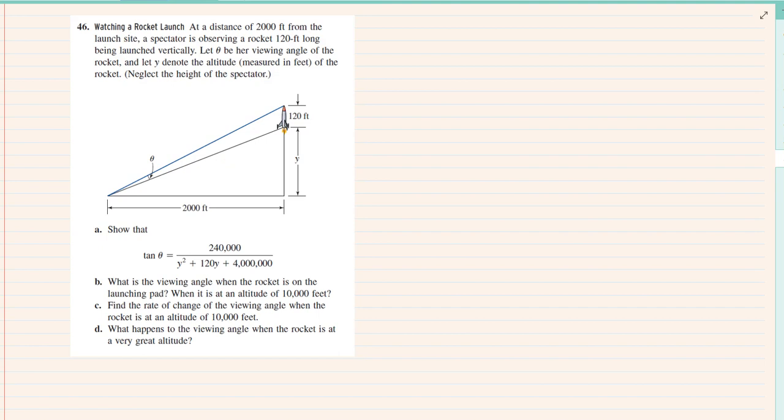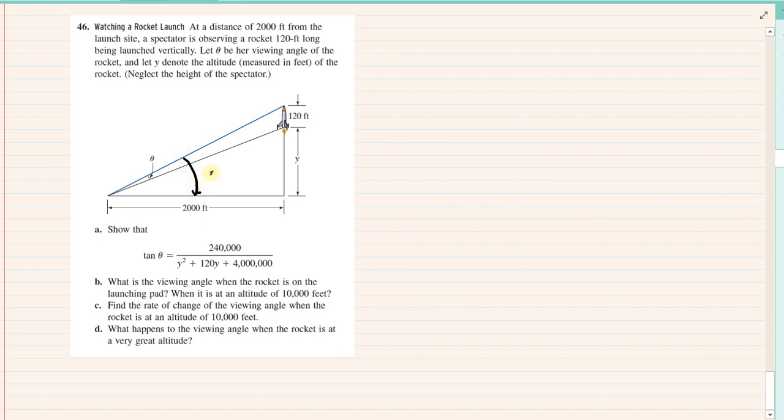Okay, now in part A, we want to show that tangent of theta, remember theta is the viewing angle of the spectator, is 240,000 divided by that expression. Now in order to use our trig ratios like tangent, sine, cosine, remember those are measures of right triangles. This triangle that you see here, that's not a right triangle. This is not a right angle. So that means we got to do something different.